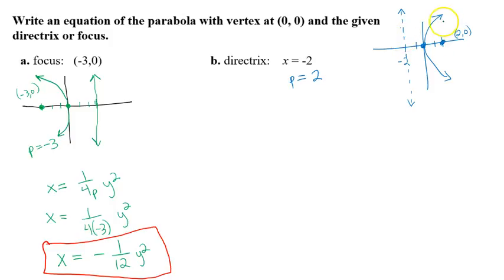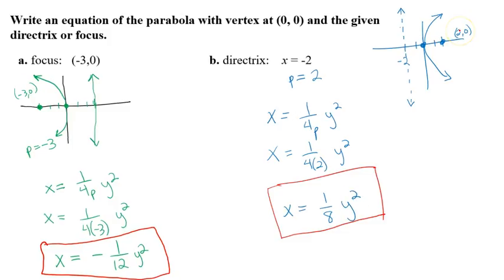So this is opening to the right, so it's going to be an x equals y squared kind of a deal. X equals 1 over 4p y squared. P is 2. So 1 over 4 times 2 y squared. So x equals 1/8 y squared. That's the end of this one.